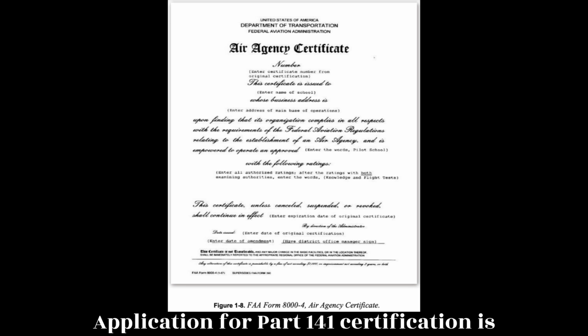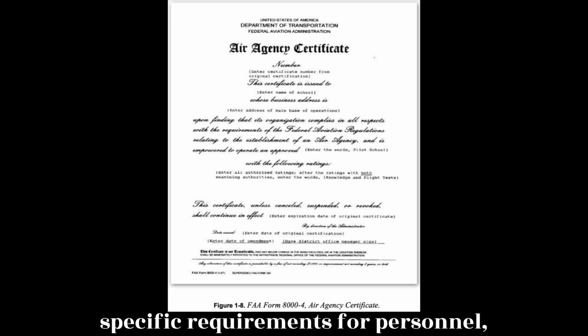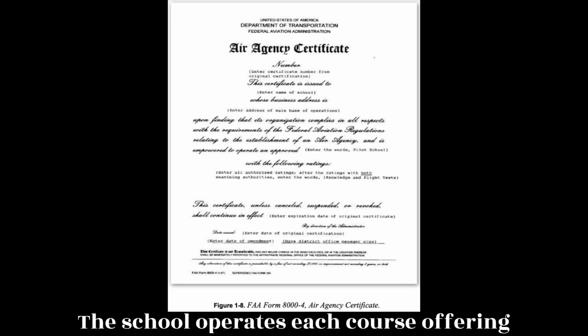Figure 1.8. FAA Form 8000-4 Air Agency Certificate. Application for Part 141 certification is voluntary, and the school needs to meet specific requirements for personnel, equipment, maintenance, and facilities. The school operates each course offering in accordance with an established curriculum that includes a training course outline, TCO.